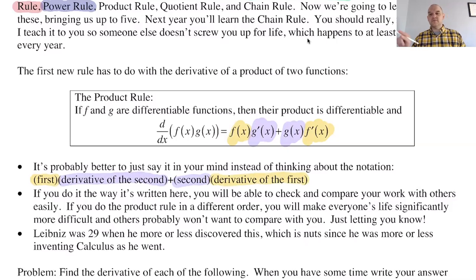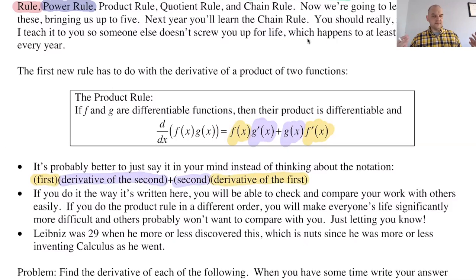Say it with me. First derivative of the second plus second derivative of the first. You're probably not doing it, but you could be. You don't want to enunciate too clearly when you're saying it. You lose your cadence there. But anyway, that's how we can find the derivative of a product.